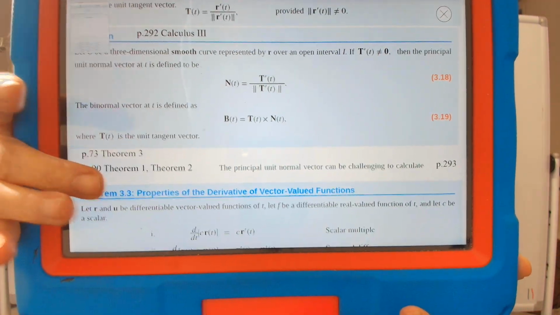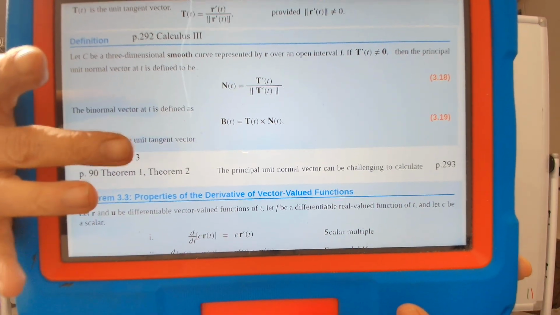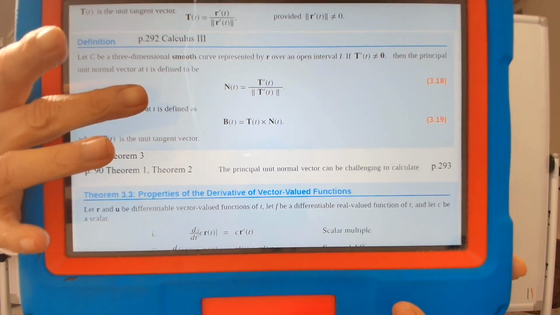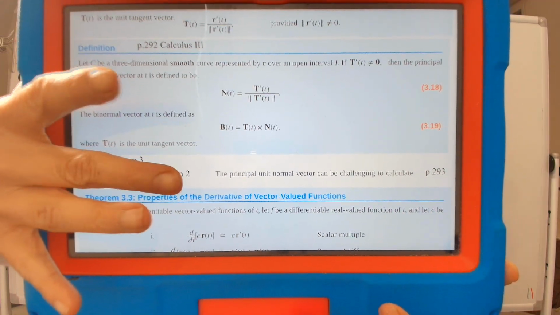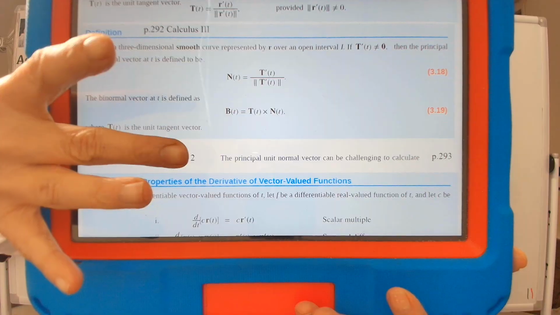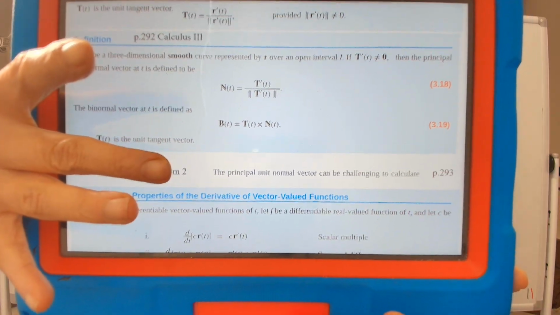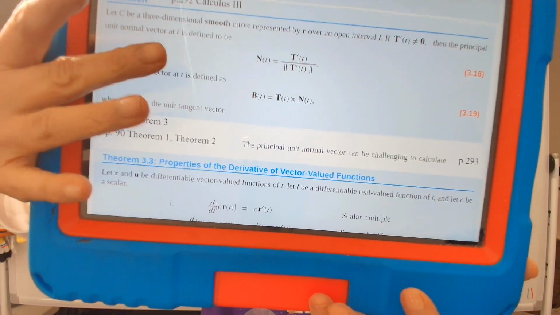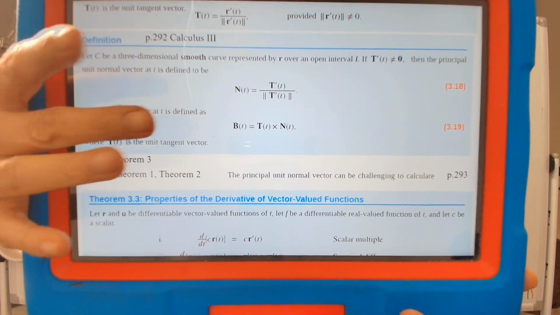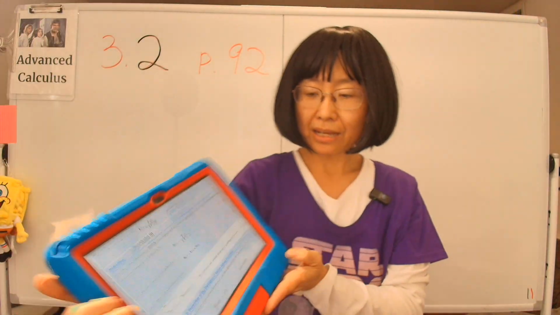Now as I mentioned earlier, t prime is not easy to calculate, and to calculate n, of course, you have to do t prime. That's why the old calculus book says this sentence, which I quoted here: the principal unit normal vector can be challenging to calculate. Okay, no kidding. So just know that to do that, you have to actually take the derivative of the denominator as well.